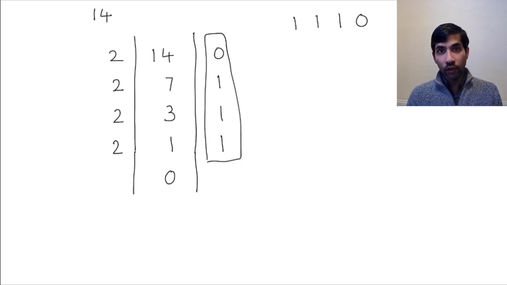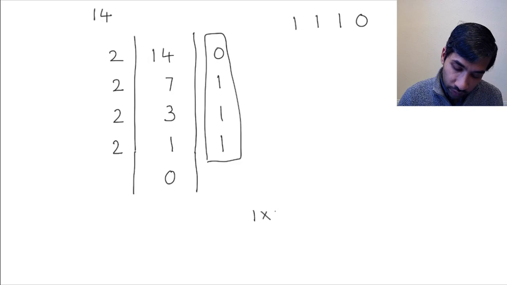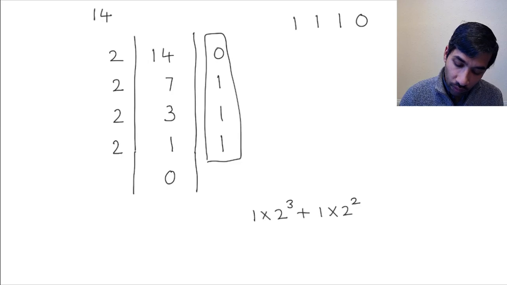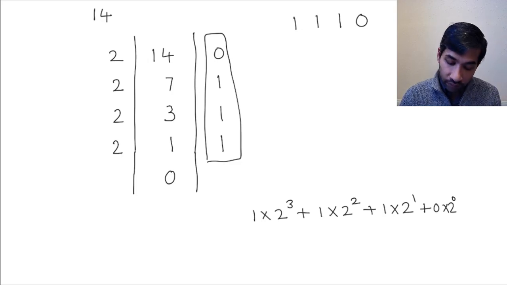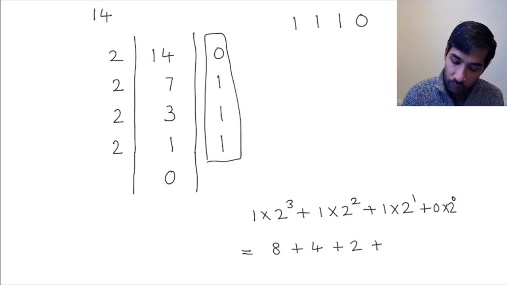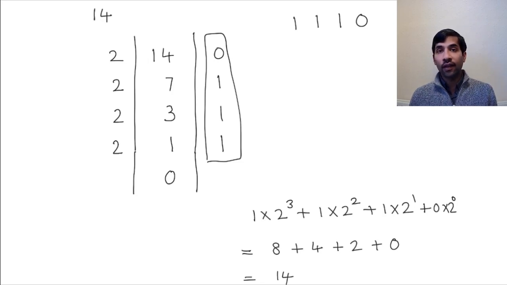And if you want, you can do the opposite conversion from binary to decimal to verify this. So you can write 1 times 2 to the power 3 plus 1 times 2 to the power 2 plus 1 times 2 to the power 1 plus 0 times 2 to the power 0, right? And what is this going to be? This is going to be 8 plus 4 plus 2 plus 0, and you can see that this turns out to be 14 in the decimal number system. So hopefully that makes sense, and it's not very complicated.